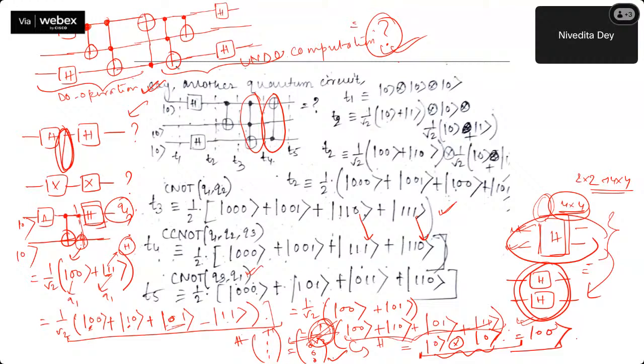So here Q3 is the control. Of course, for cases 1 and 3, 1 and 4, nothing will happen. For 2 and 3, what will happen? Since Q3 is 1, you will make your Q1 go from 0 to 1. Similarly, here also Q3 is 1, so make your Q1 go from 1 to 0. Done. So this is your final quantum state.